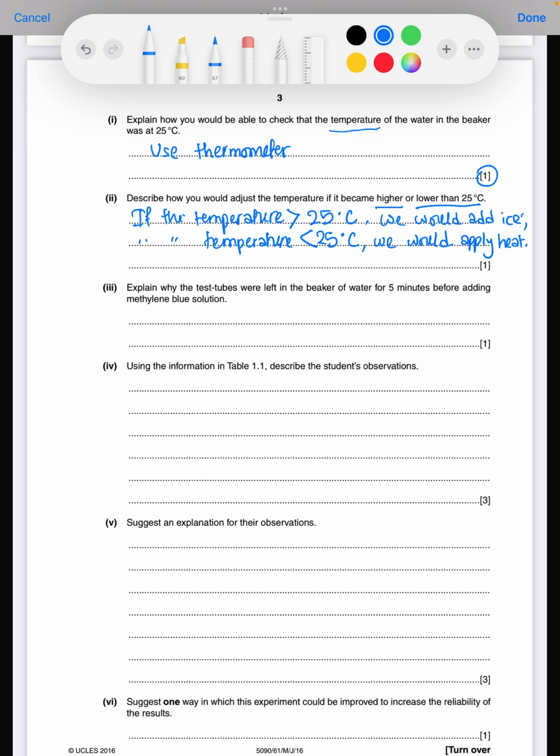Next, explain why the test tubes were left in the beaker of water for 5 minutes before adding methylene blue solution. Why did we wait when we placed the test tubes in the beaker of water, which was at 25 degrees Celsius, and then we waited 5 minutes before adding the methylene blue solution? Because we wanted the test tubes to actually reach 25 degrees Celsius.